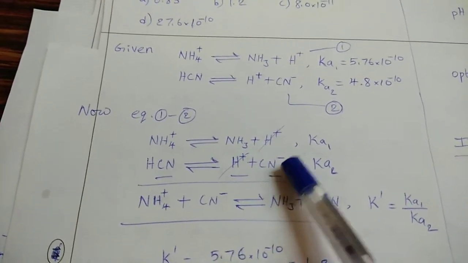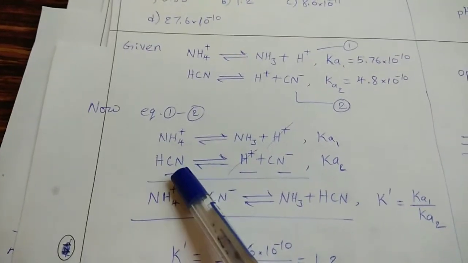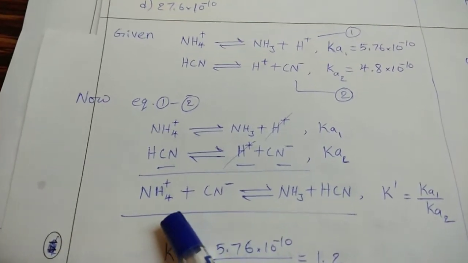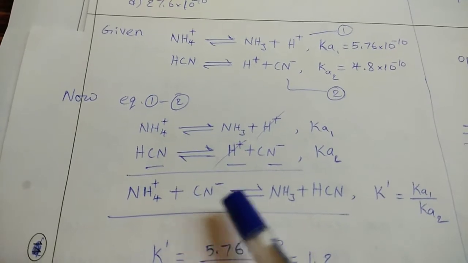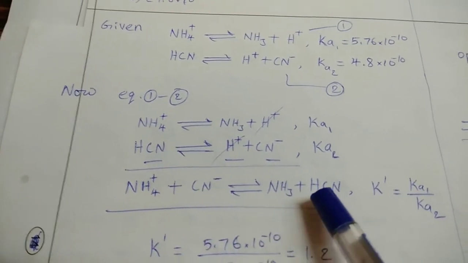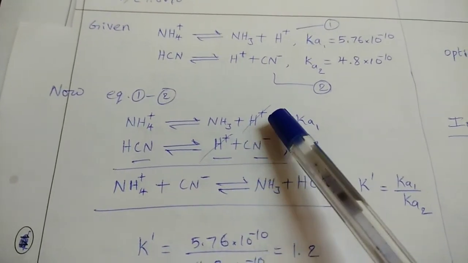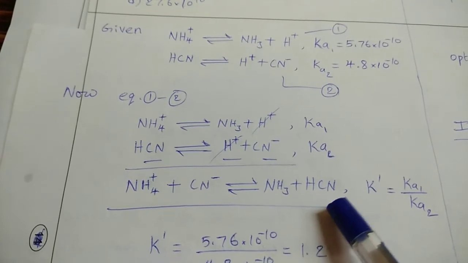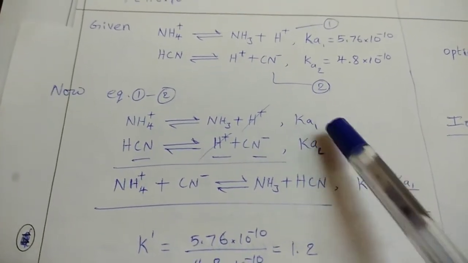On this side CN minus is negative, if we bring it to this side it becomes positive. On this side HCN is negative, if we write it on this side it becomes positive. So finally the required equation is NH4 plus CN minus gives rise to NH3 plus HCN. So this equation is obtained by subtraction of these two equations. So the equilibrium constant for this reaction is obtained by dividing the respective equilibrium constants.